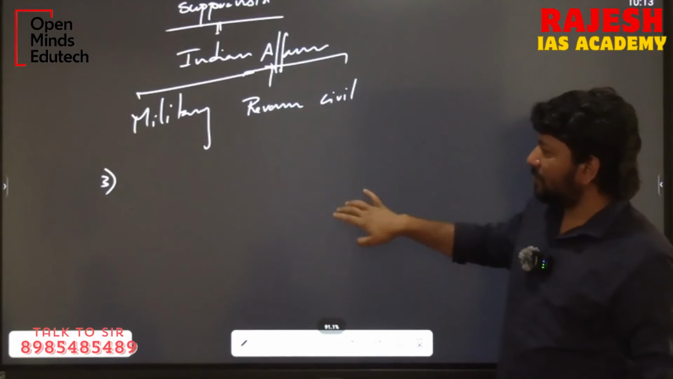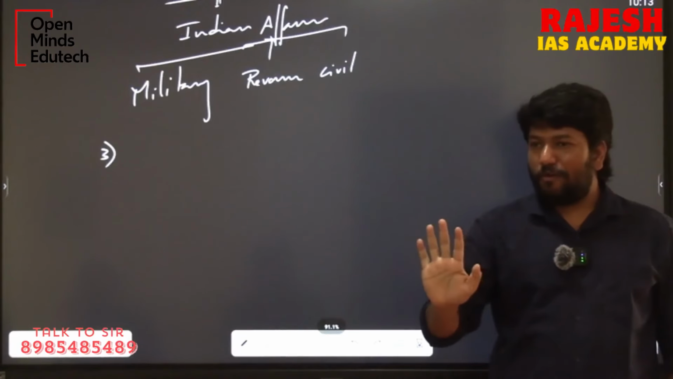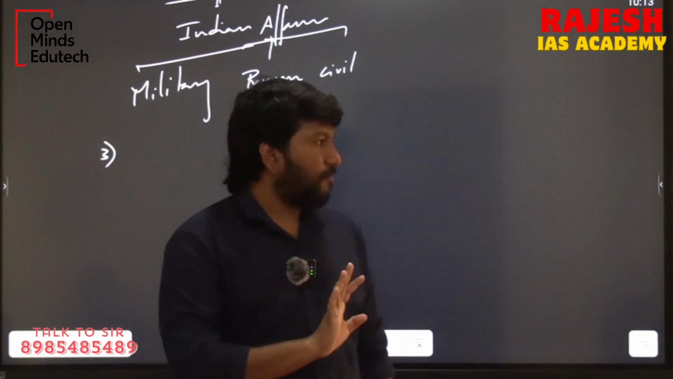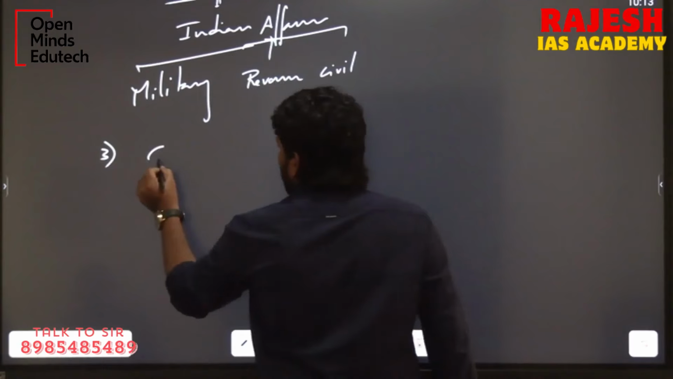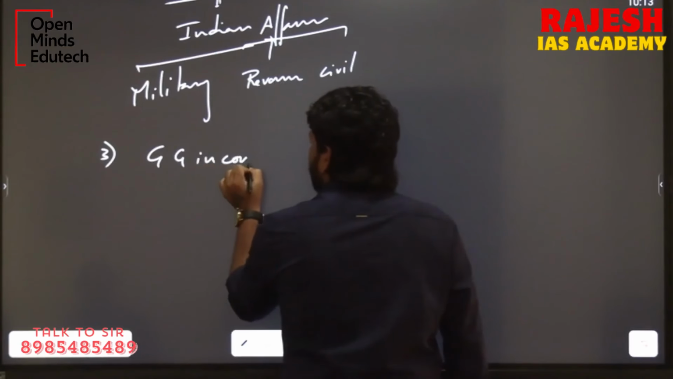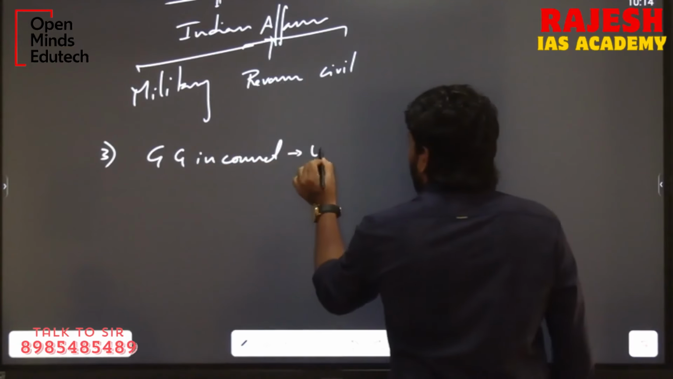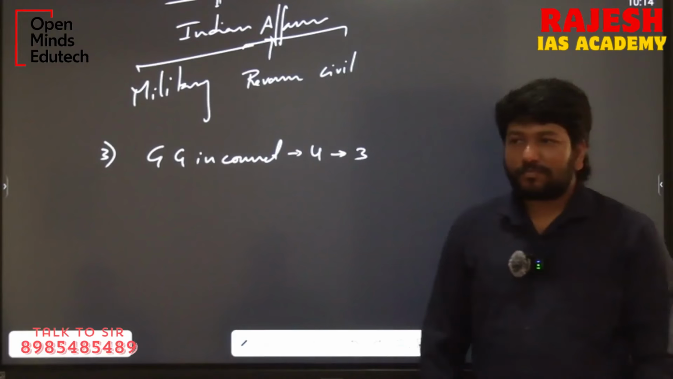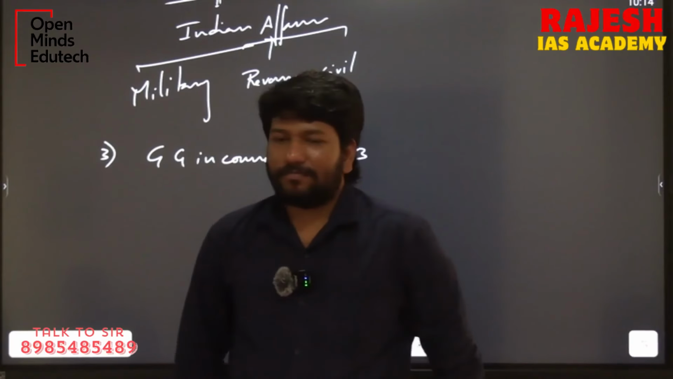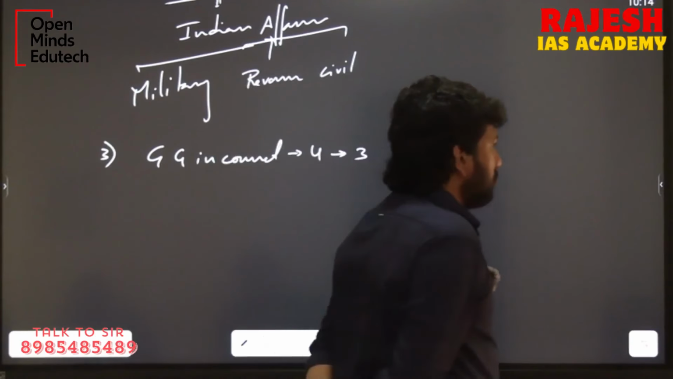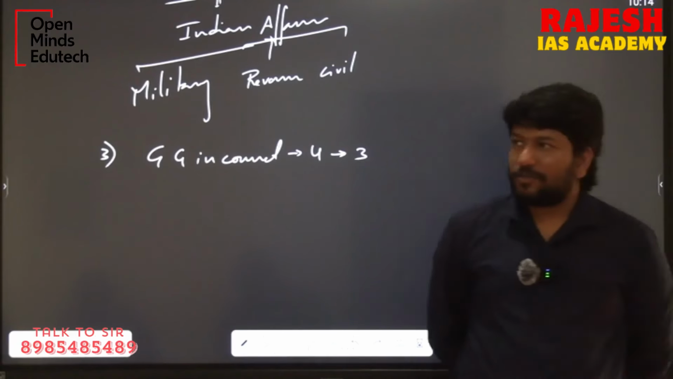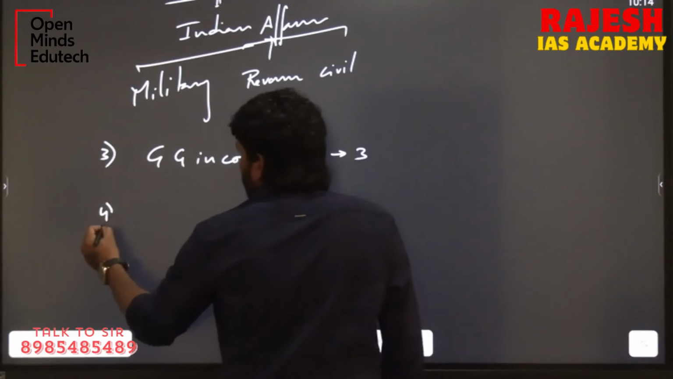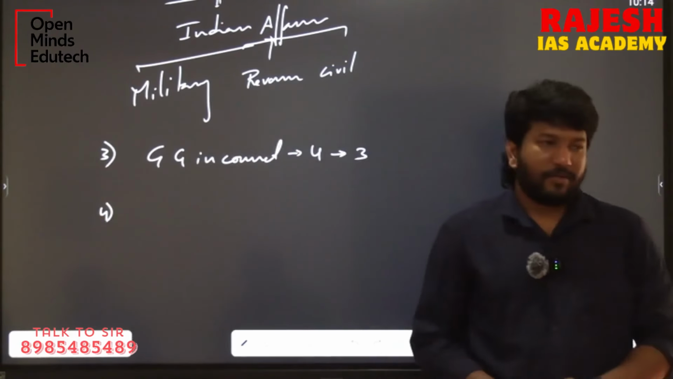Next drawback. The Council of 4 is hampering the administration in India. Right or wrong? Council of 4 is now the Governor General in Council. How many members? 4. They were reduced to 3.